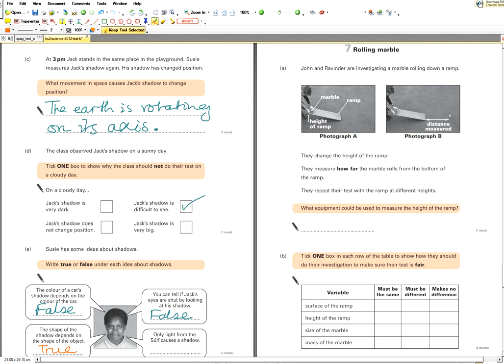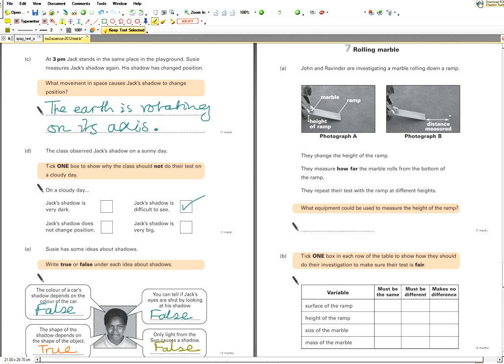Only light from the sun causes a shadow. True? No, it's false, because you can have light from a torch that can cause a shadow as well. So that one is false. Got it.